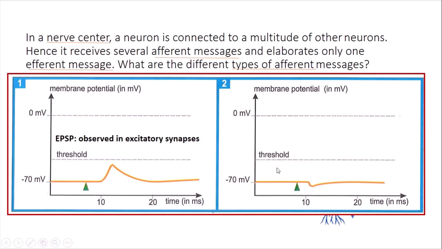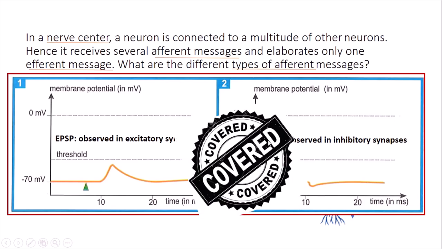This, on the other hand, shows that after being at rest and after the stimulation, the membrane potential of the postsynaptic cell has moved further away from the threshold. So it's being discouraged to form a response. Here we are encouraging, and here on the contrary we are discouraging it. So this is an IPSP or inhibitory postsynaptic potential observed in inhibitory synapses. This should not be news to you because I explained this before in the previous video. If you don't understand it, please re-watch the video again.